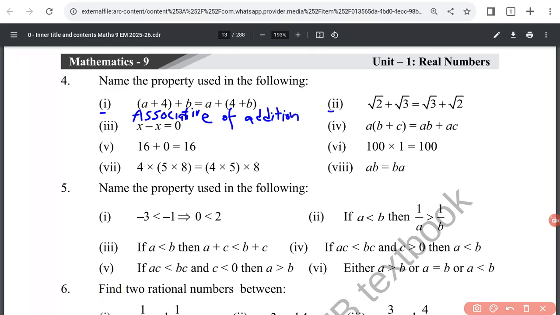If we talk about the second one, square root of 2 plus square root of 3 is equal to square root of 3 plus square root of 2. So it is clearly a commutative property of addition.